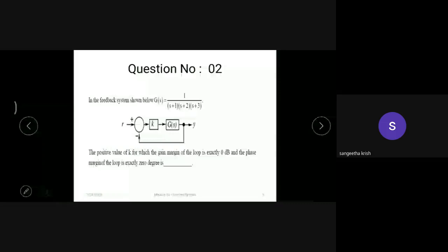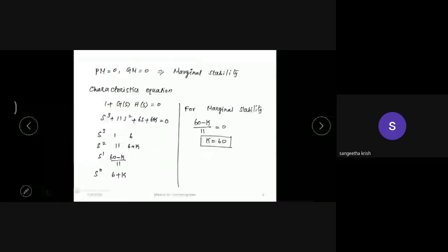Once again, try to understand this. They have given the open loop transfer function G(s) and unity feedback gain H(s) equal to 1, and they're asking the value of K when the gain margin is 0 and phase margin is also 0. This is a very important one. When the gain margin and phase margin are 0, it represents a marginally stable system. When both are 0 dB and 0 degree, that type of system exhibits only marginal stability.